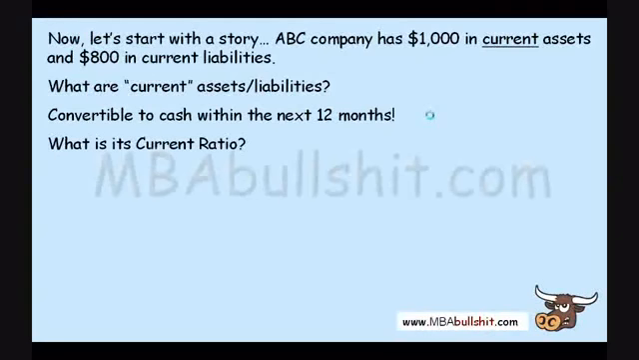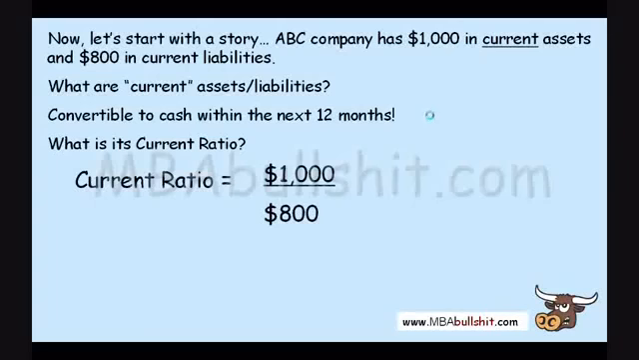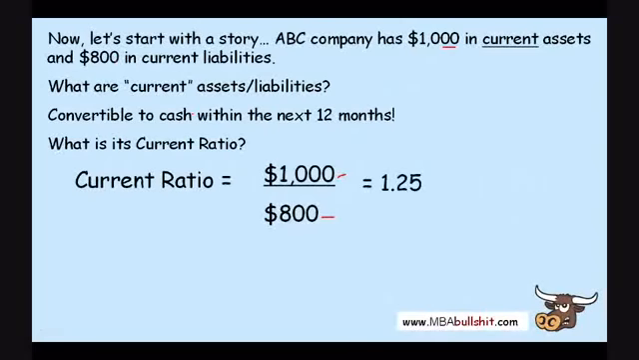So now, what is the current ratio? Well, it's very simple. Current ratio is $1,000 divided by $800. Where did we get this? $1,000 is the $1,000 in current assets, and the $800 is the $800 in current liabilities. And the current ratio is 1.25. Now, this is very easy to compute.